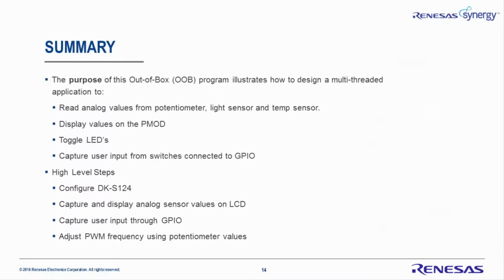You'll recall from the objectives at the beginning of this presentation, we are to pair the application note to install, build, and run the example application. The high-level steps involved are: configure the DK-S124 board for the out-of-box application, observe the analog sensor values change on the LCD screen, change the mode of operation using the 2 push-button switches, vary the frequency of the LED flashing using either the potentiometer or the light sensor, import, build, and debug the project, and following next steps, take a look at the out-of-box application design.